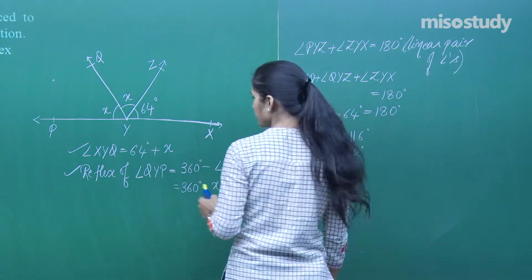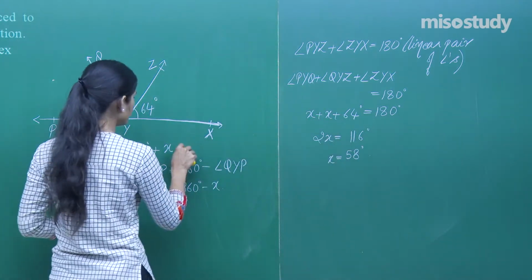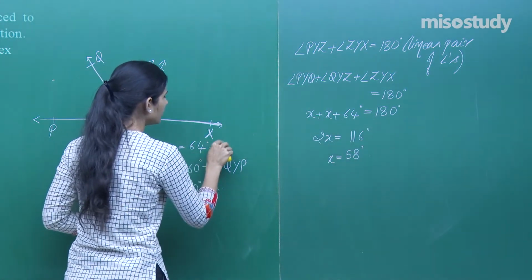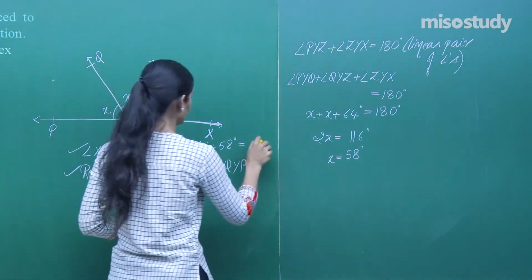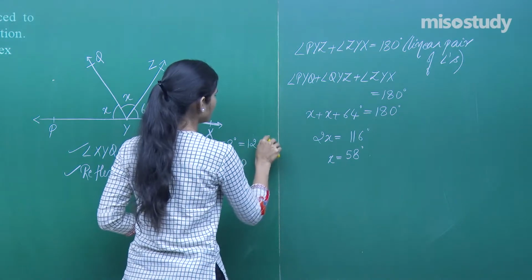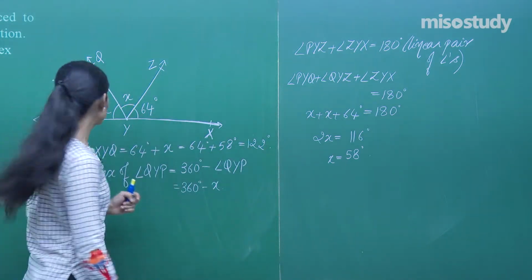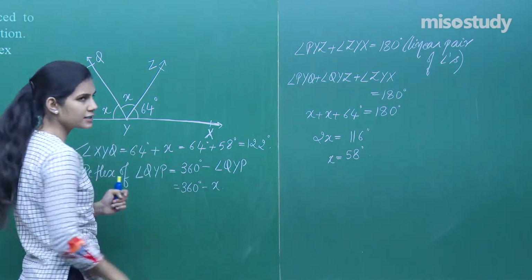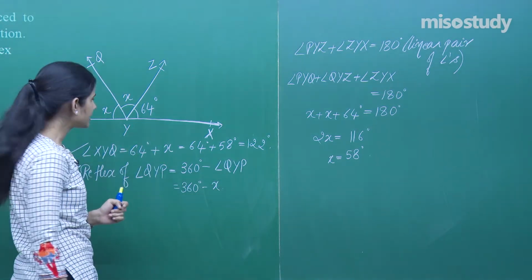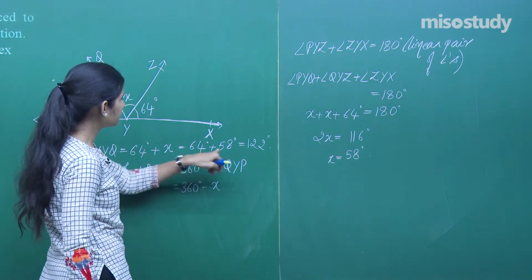The moment x is 58, what is angle XYQ? It is 64 plus 58, right, which is 122 degrees. That's what I have to find. I have to find XYQ. XYQ is x plus 64. Right. So this is 122.